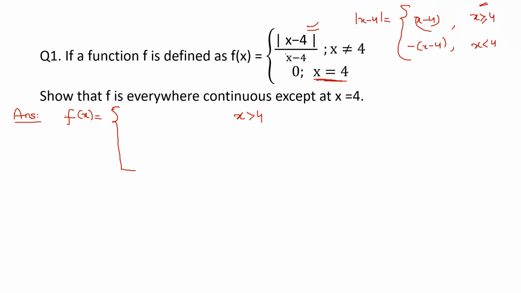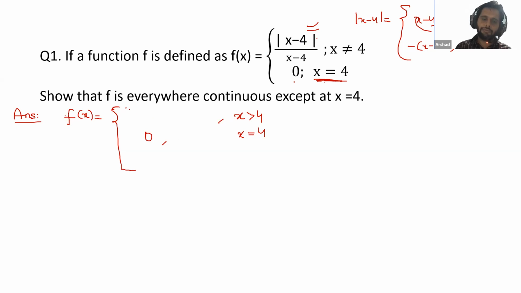Normally we take x is greater than or equal to 4. But if you check this question, it is already given that with x equal to 4, the value is 0. So x equal to 4 we will take separately, because it is given in the question that the value is 0. Is this clear? Yes. Okay.